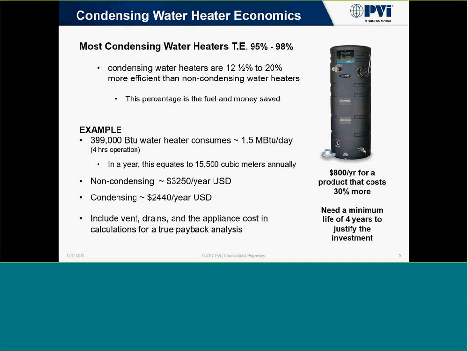So judging from the difference between the non-condensing and condensing, we're looking at around $800 a year. So we're saving 30% more, but we're going to need to have at least 4 years of life to justify the added expense of putting that condensing unit in there. If you get less than that, then really the total cost of ownership might have been more beneficial with a non-condensing unit.